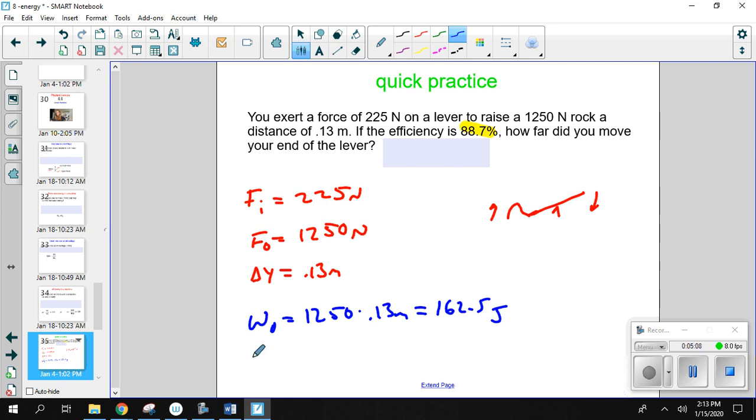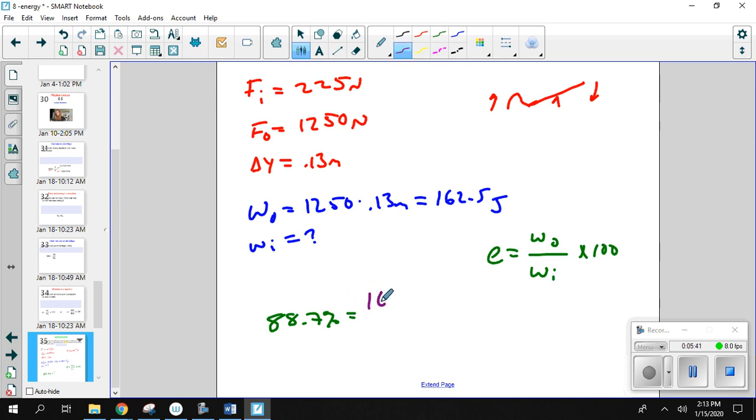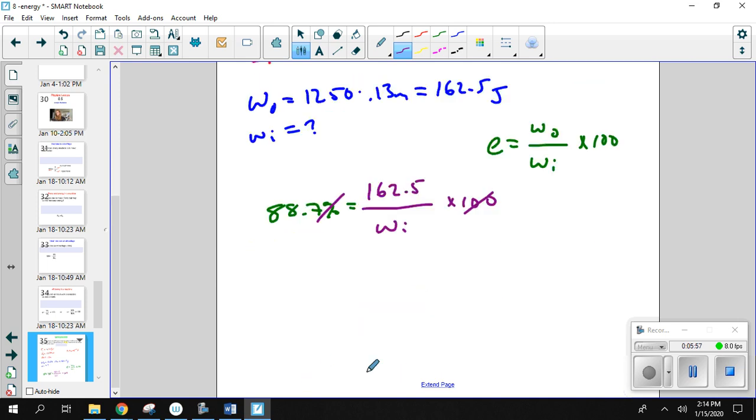The next thing we need to figure out is how much work we are putting in. We can use our efficiency formula, which looks like this: work out over work in times 100, since we were given the efficiency. So our efficiency is 88.7%, and that equals our work out, which we now have, 162.5, divided by how much work we're going to put in, times 100. First thing we can do is get rid of this 100. That's going to get rid of our percents. So we will have 0.887 equals 162.5 over the amount of work we're going to put in.